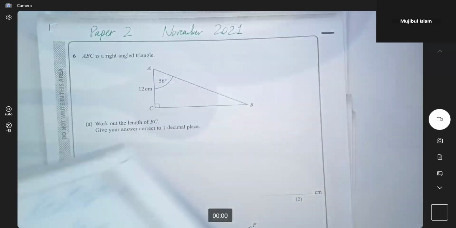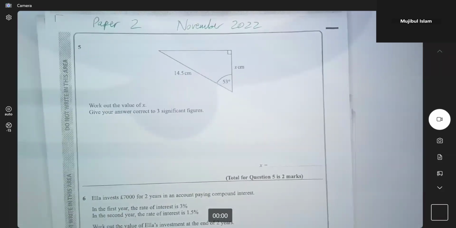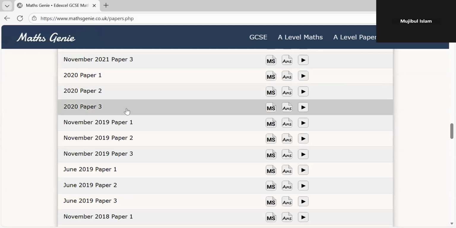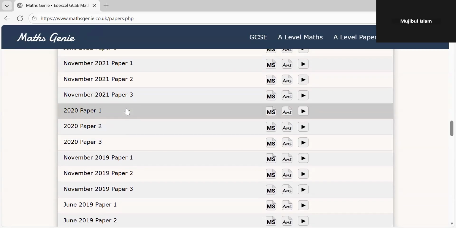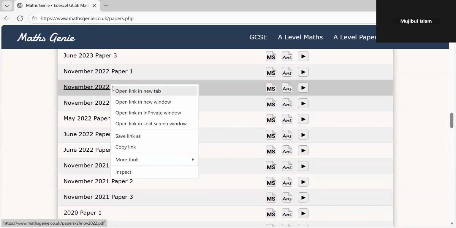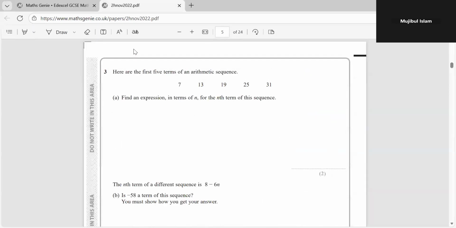Let's go to the next one. We are now going to go to this one, which is November 2022, paper 2. Let me get that one on the screen so you have a better image on it. And then I will pick 2 people for the answer. So paper 2, November 2022. And we're looking for question number 5.